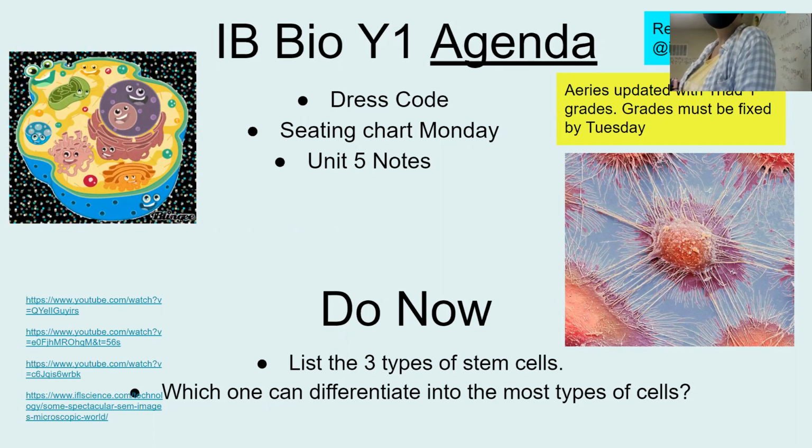We're going to continue with notes and the 3 types of stem cells. We kind of went over it, but let's all say it together. The one that starts with a T is what? Totipotent. The next one down, pluripotent, and then multipotent. All right, what is the difference between these? Well, this question kind of gives you a preview to that. Which one can differentiate into the most types of cells? Totipotent.